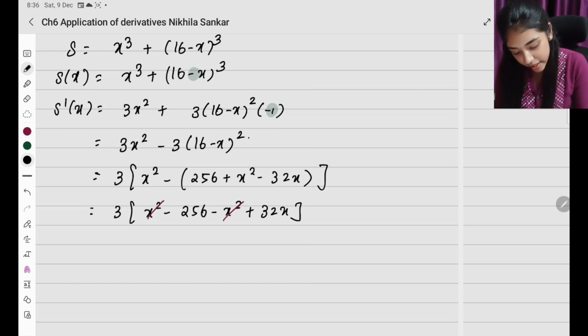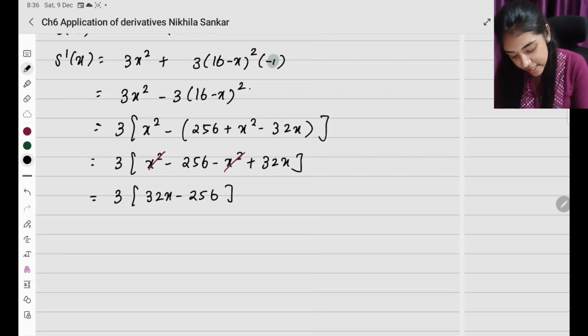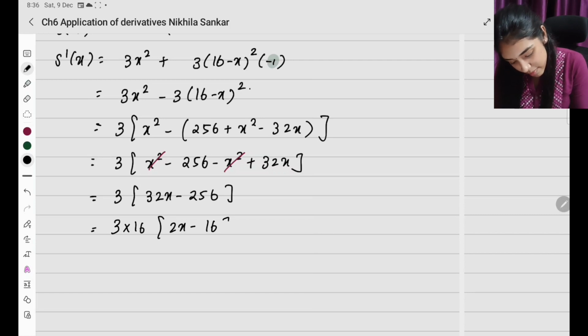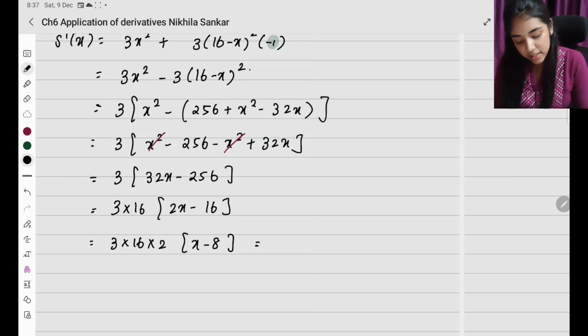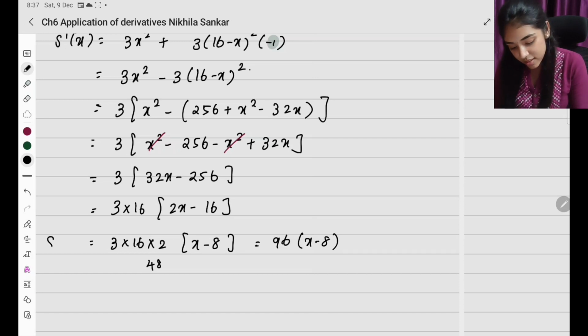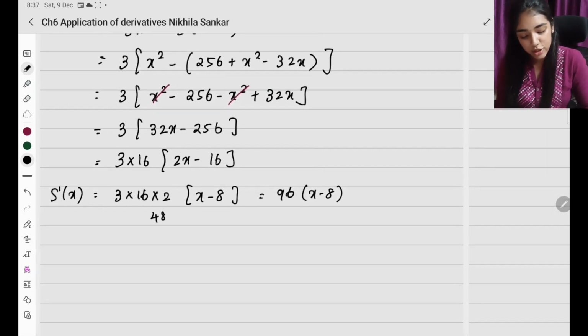Now what's inside the bracket? I have 3 times 32x minus 256. I can take 16 outside. So 3 times 16 times 2x minus 16. I can further take 2 outside. So 3 into 16 into 2 times x minus 8. So what is outside? 16 2s are 32, 16 3s are 48. 48 into 2 is going to give me 96 times x minus 8. So this is my S dash of x.